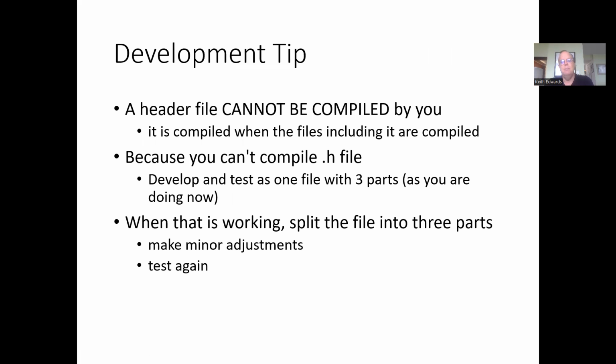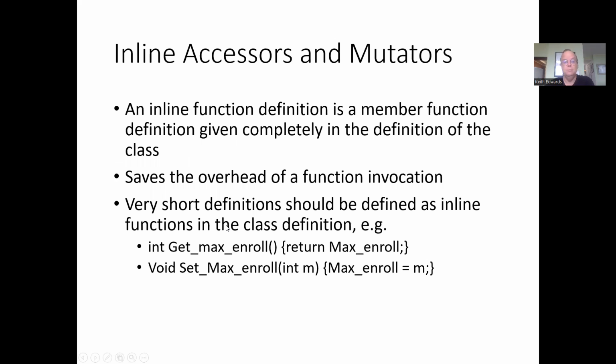The header file can't be compiled just in and of itself. You basically need to develop and test it inside of an application program first before you separate it out. So basically put it into a single file of main and test it out, make sure it works the exact way that you want it, and then split the file into 3 parts. And you may need to make some minor adjustments and to test it again, but most of the time for 150 level stuff, this will work exceedingly well.